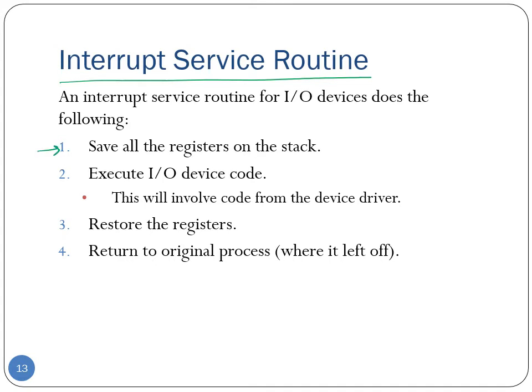So here is a quick summary of what the interrupt service routine does. First of all, for the currently executing process which needs to be suspended or preempted, the interrupt service routine will save all the state of its registers, the program counter, and so forth, basically all the information needed to resume its execution from the same point at a later point in time. Next, it will execute the IO device code, which will include code from the device driver. Once the interrupt has been handled, the interrupt service routine will restore the state of registers so that the originally executing process can be resumed, and finally we'll return to the execution of the original process wherever it left off.